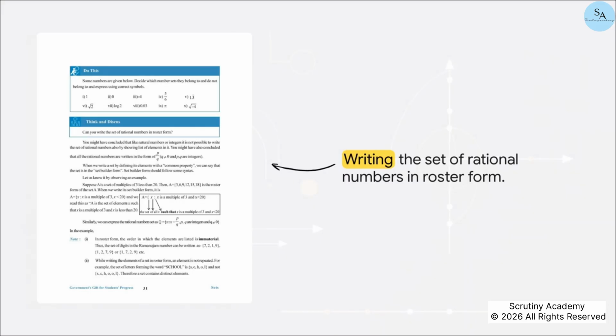Now you might be wondering, okay, why do we even need set builder form if roster form is so easy? Well, take a look at this textbook question. Can you write the set of rational numbers in roster form? The answer is a hard no. There are literally an infinite number of rational numbers. We cannot possibly list them all out one by one. This is exactly why set builder form is absolutely necessary. It allows us to capture an infinite amount of elements by simply defining the common property or rule they all share.